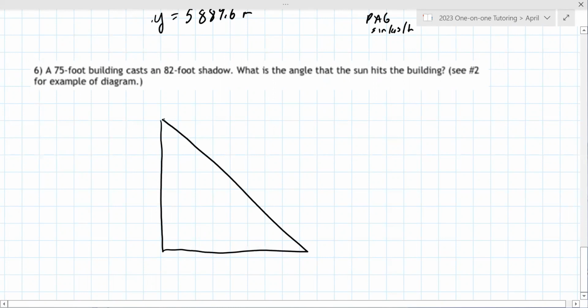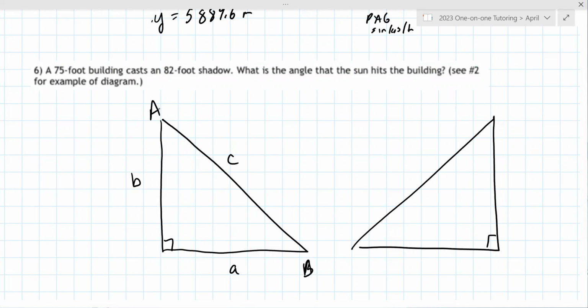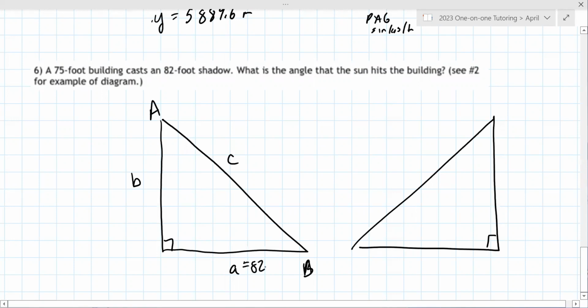Exactly, and that's what I was going to ask you to do. If you're more of the one on the right, that's fine. But it's A, B, C, big B, big A, whichever one you see it as. Go ahead and give that a try, labeling it appropriately, please. Okay, so for little a, I have 82. And then for little b, I have 75. And then we're solving for angle A, I think.